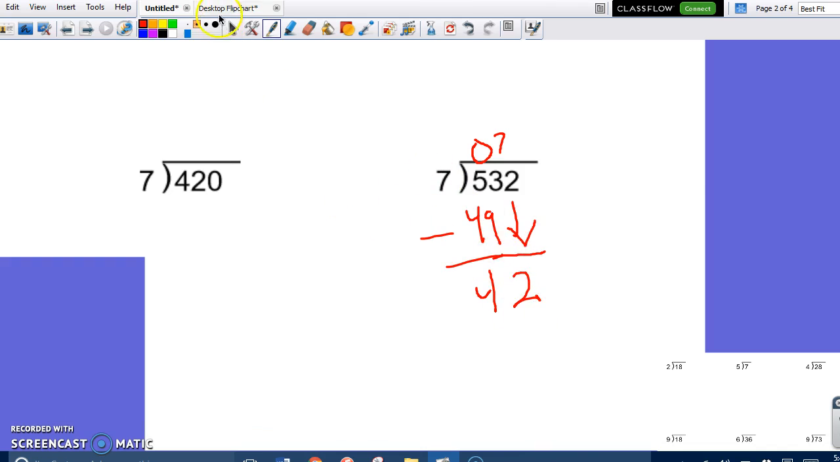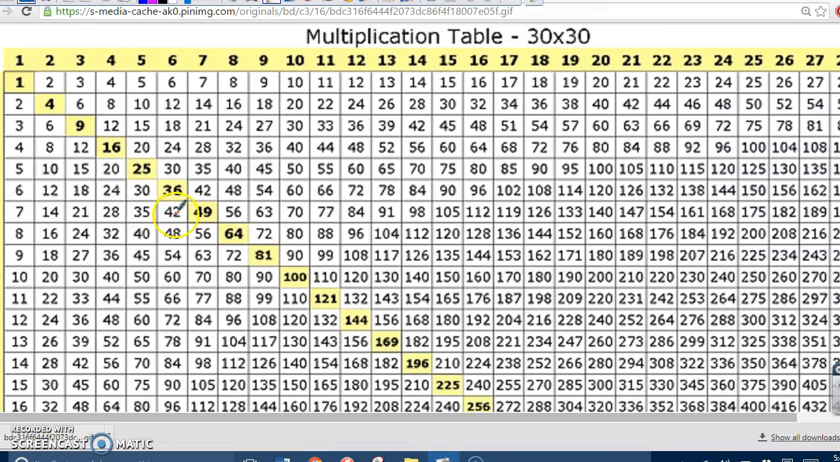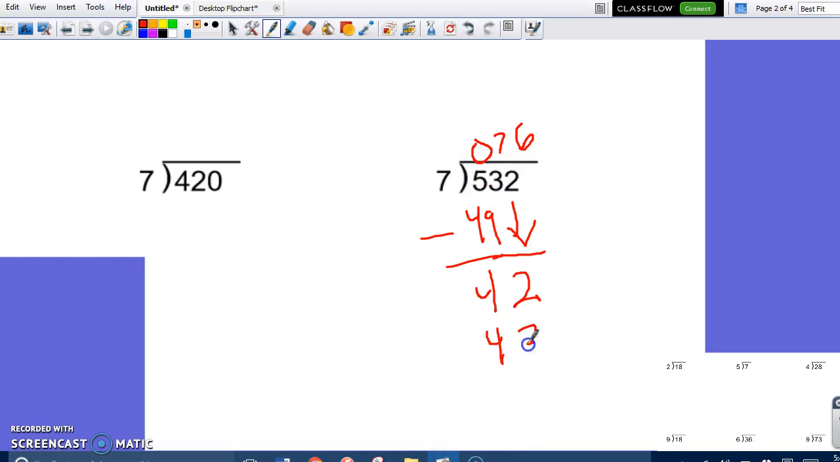7 goes into 42. All right. So now we have 7 goes into 42 evenly. 7 times 6 is 42. No remainder, no fraction. Answer, 76. All right, guys, I hope that helped out a lot.